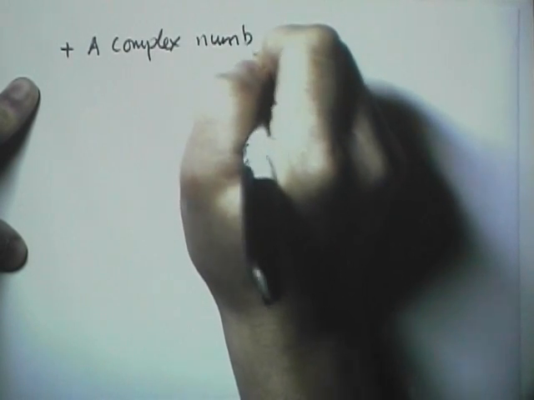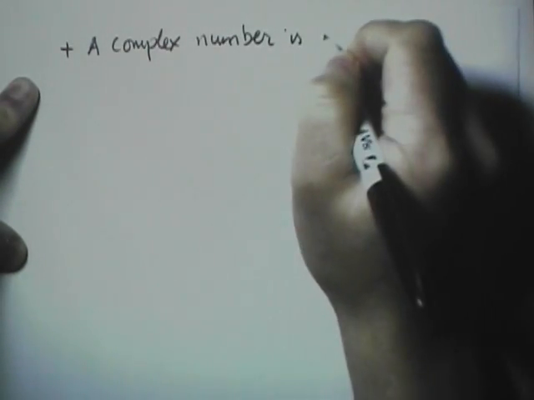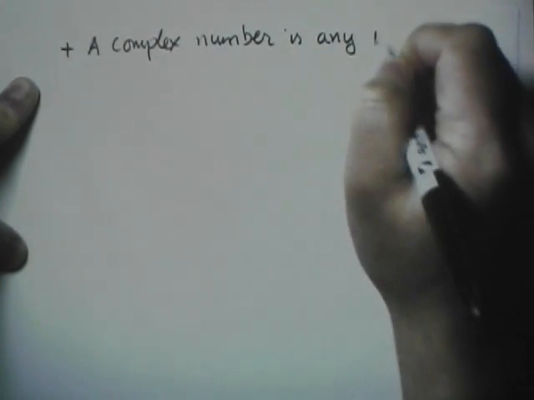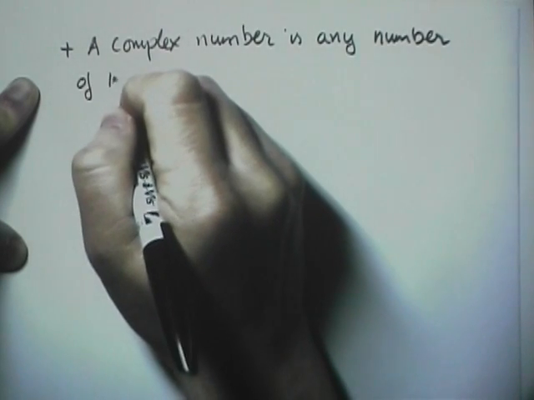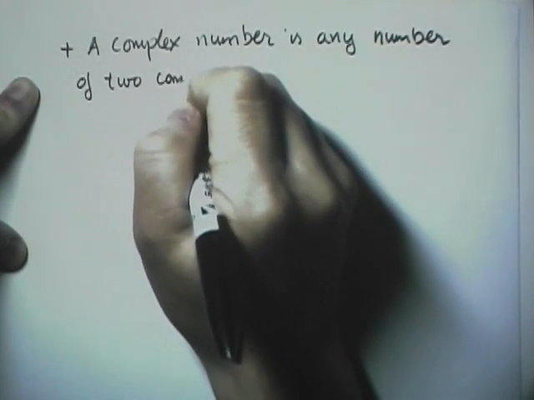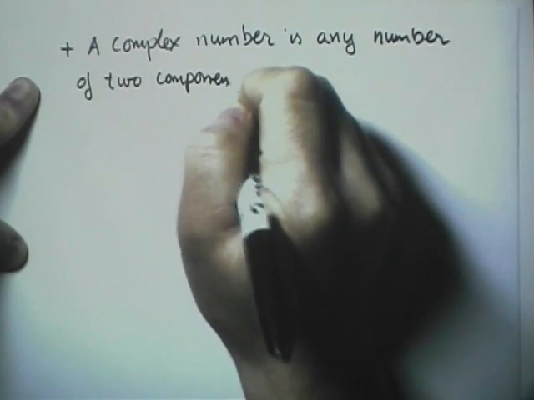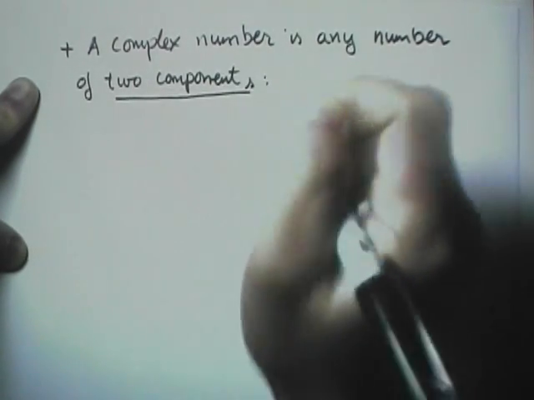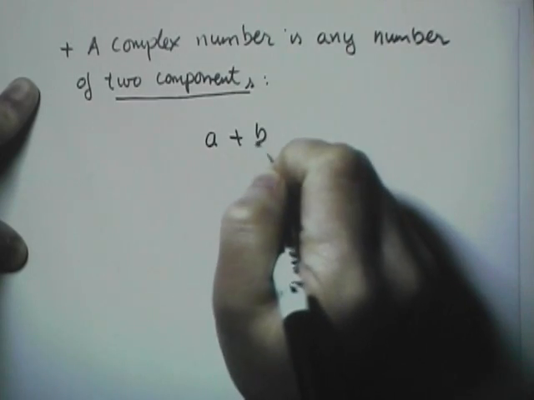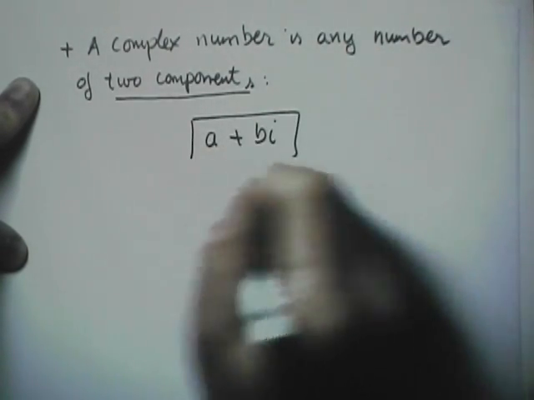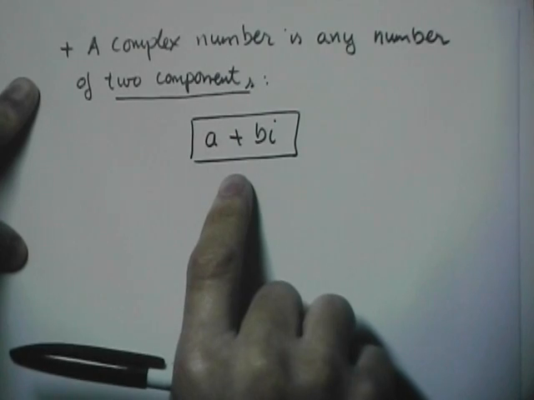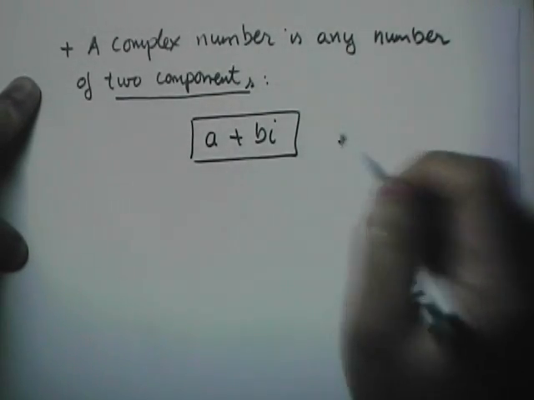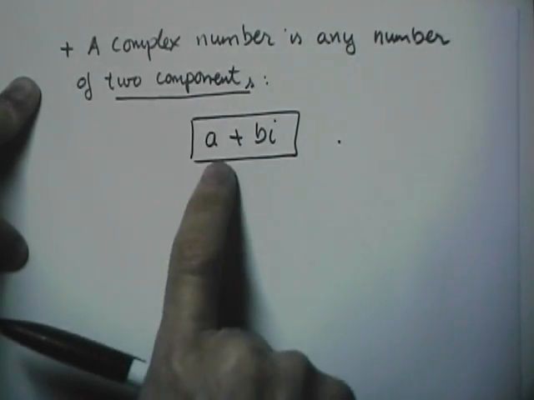A complex number is any number of two components. So we're talking about numbers that now have two components: the A component and the Bi component. That is a complex number. So it's any number of two components, a plus bi.